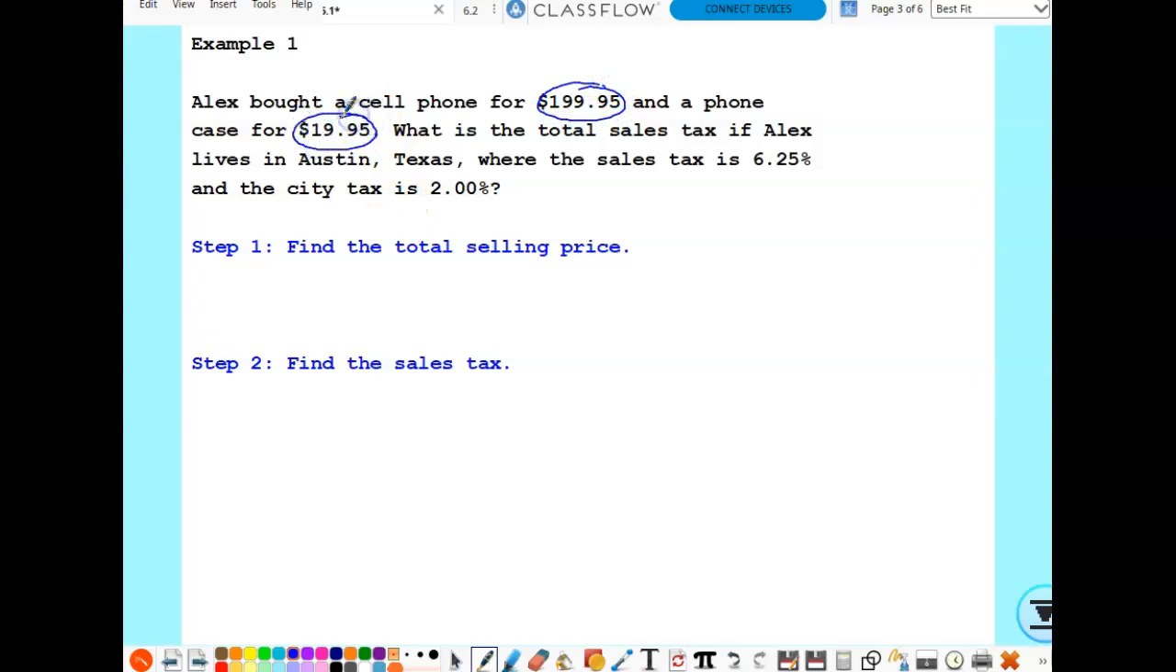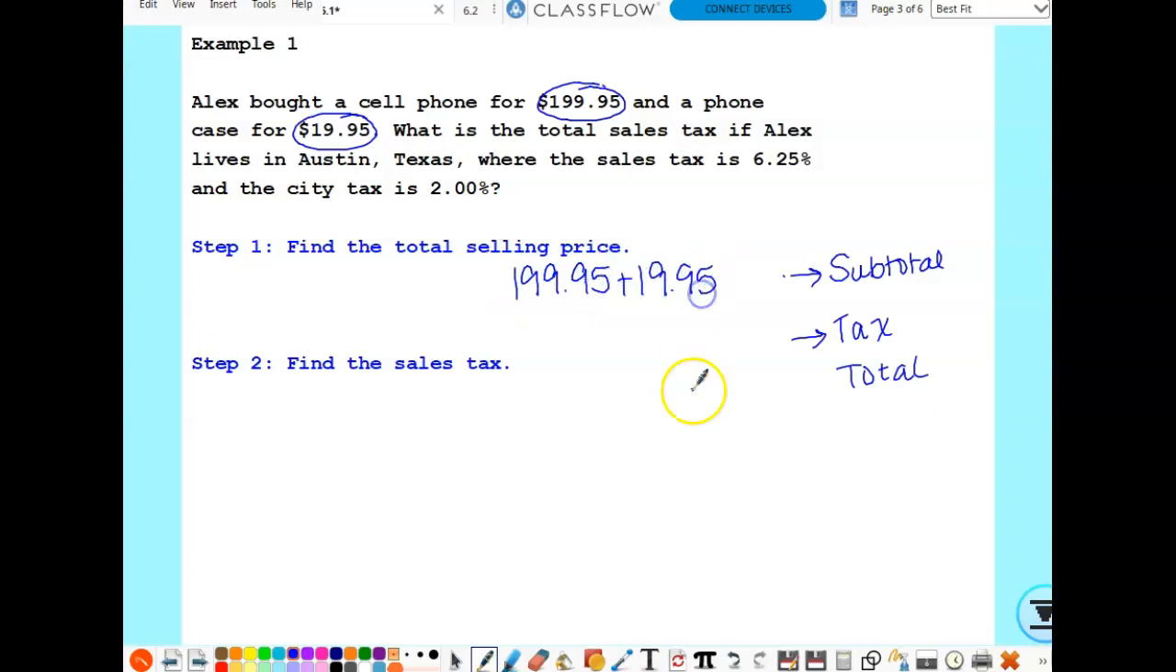If you've ever gone to Walmart or Hy-Vee and you look at the bottom, you usually see a subtotal, a tax, and a total. And what we're going to be calculating today are the subtotal and the tax amount. So right now this is like the subtotal. We're going to take the $199.95 and add the $19.95 to it. And so I believe that would be $219.90. So the total selling price, the subtotal of everything that he's buying, is $219.90.